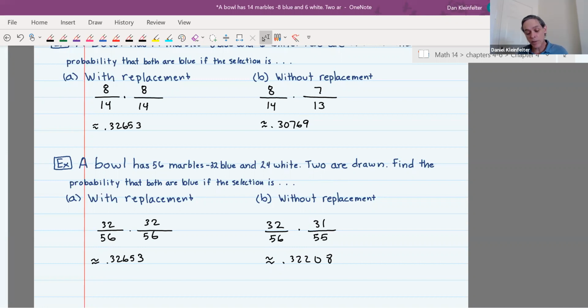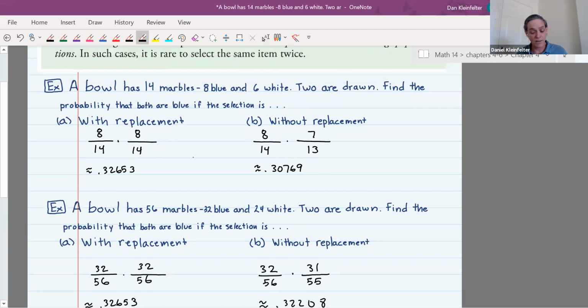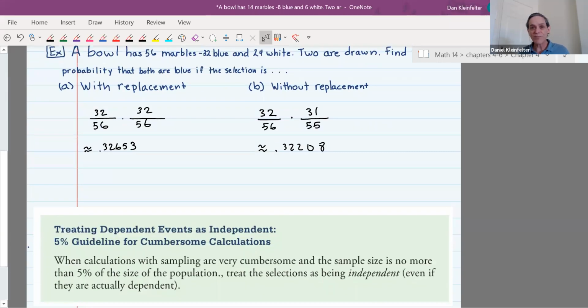I'll leave it to you, but if you want to take and increase this number of marbles again, make sure to keep the proportions the same. You'll see that the difference becomes smaller. Or if you make the population smaller, the difference will become greater. Okay, let me know if you have any questions on that.